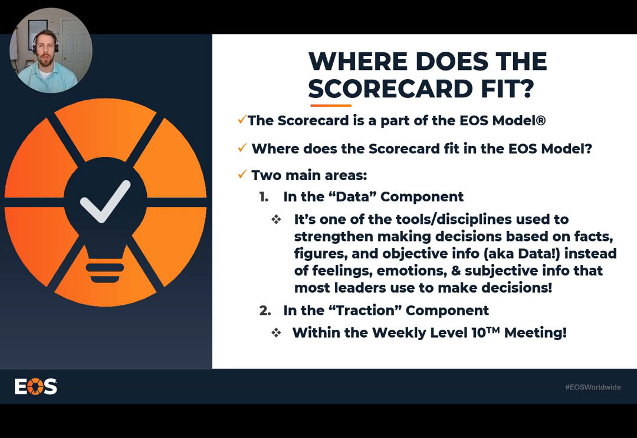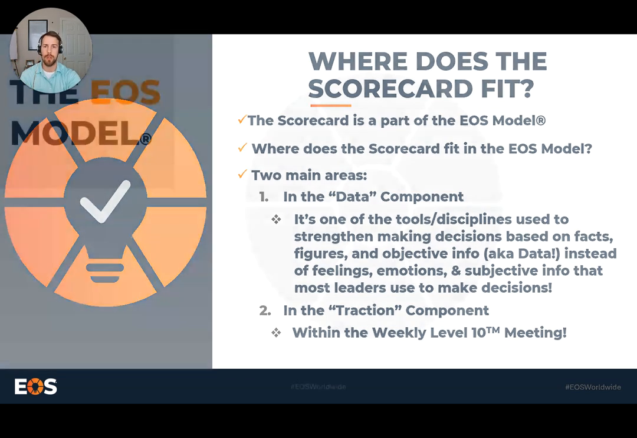You just go with the wind, right? Go with the flow. No, we want structure and discipline to say there is strategy and purpose behind why we're doing what we're doing. And so, if you want to get strong at the data component, you got to get a clear scorecard. The second area that the scorecard tool shows up is in the weekly Level 10 meeting. And so you have a weekly Level 10 meeting, and the scorecard is one of those things that is showing up in order to drive that weekly accountability.